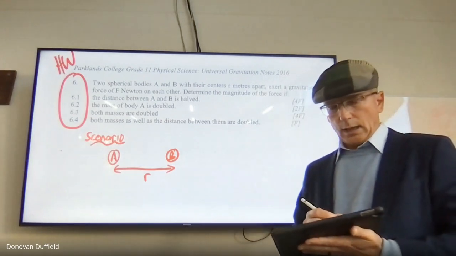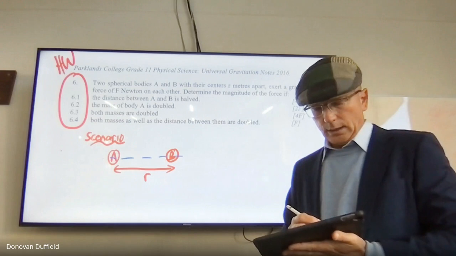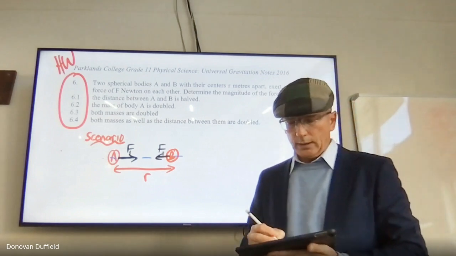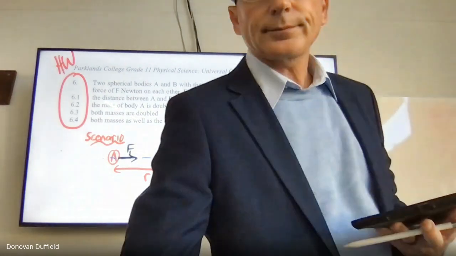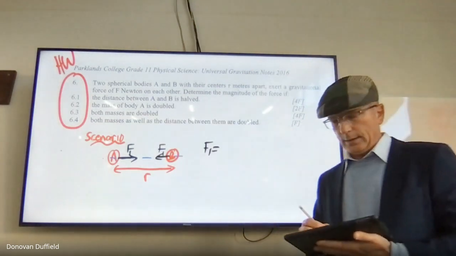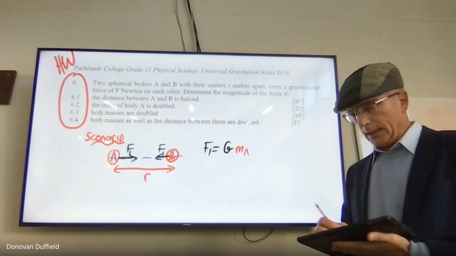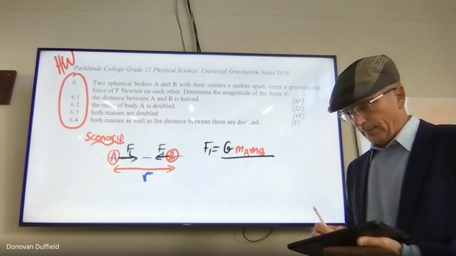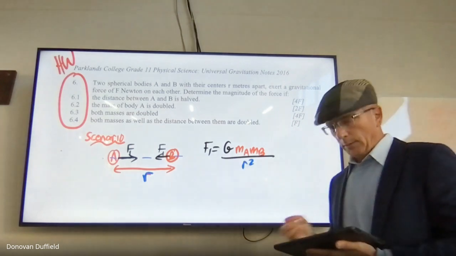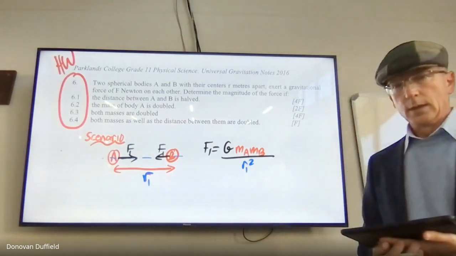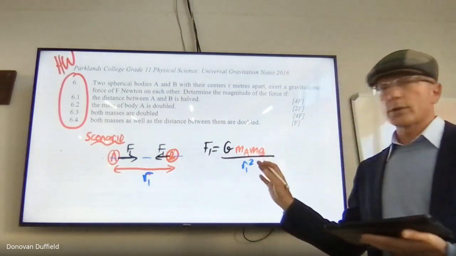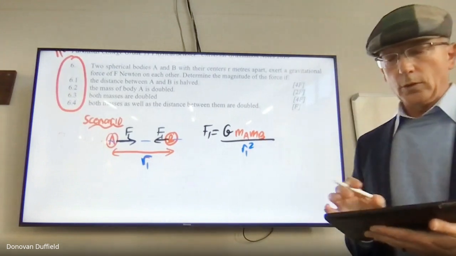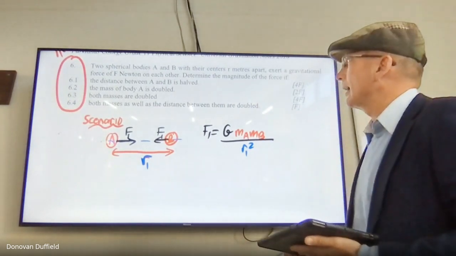Along the line that joins the two centers, there is going to be a force of attraction. Let's call it force 1. Force 1 is going to be G MA times MB over the distance squared. I'm going to call this R1 because this is scenario 1. So there we have an expression for the force that these two objects will exert on each other. It says now, determine the magnitude of the force if the distance between A and B is halved.